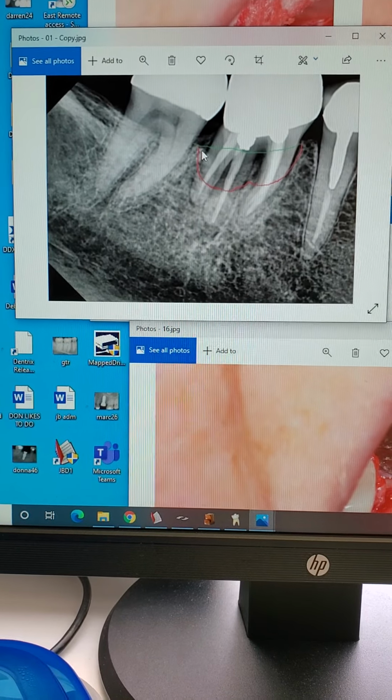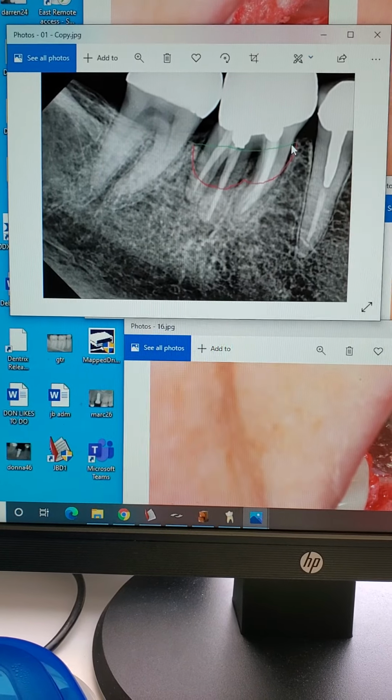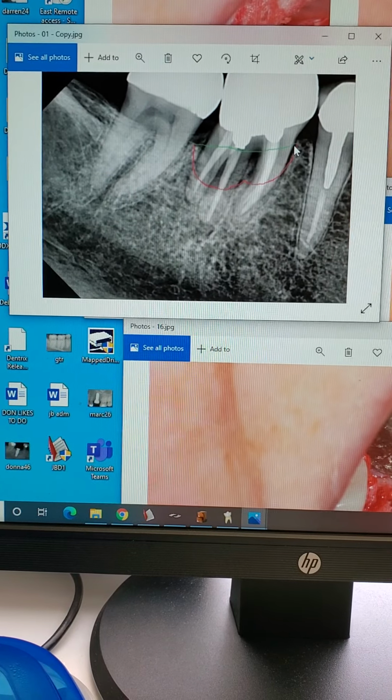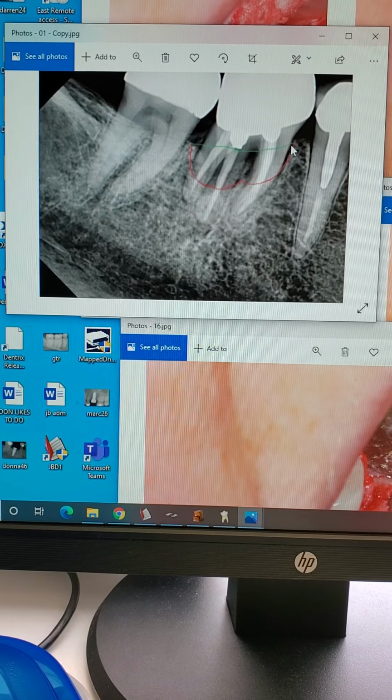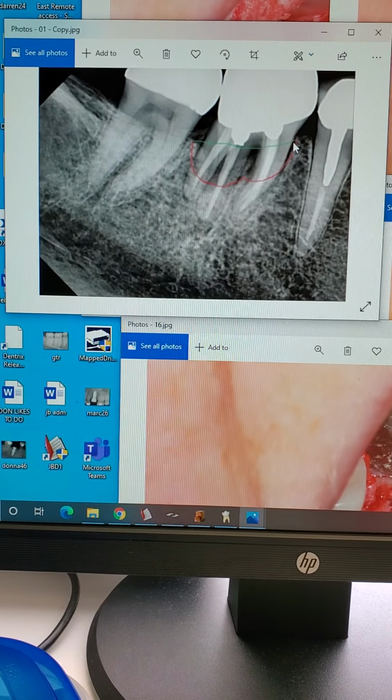Gives you an idea. What you see in green is the maximal potential for regeneration, or the most likely, in the ideal scenario, level to which the bone can grow back once the tooth is taken out. So this is just a PA.